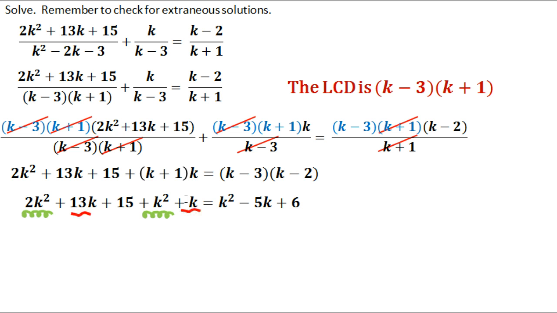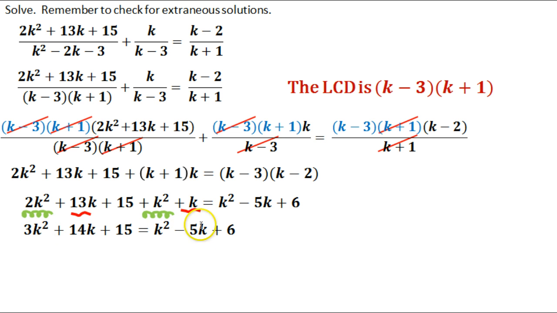Also, I can combine my 13k and my k. That would give me 14k. So let's go ahead and do that now. Alright, so I've got all those in. All I did is combine the left-hand side there. Now I've got this quadratic on both sides, essentially. I've got two different ones. I need to get them all into one side.